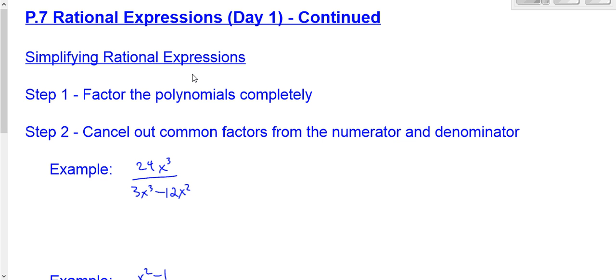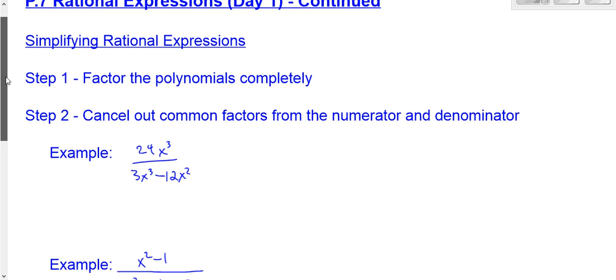This is chapter P.7, Rational Expressions, day 1, continued. The first day was mainly just understanding domain, which is very, very important. So if you have not seen that regarding domain, you need to watch that. And then this video is simplifying rational expressions.